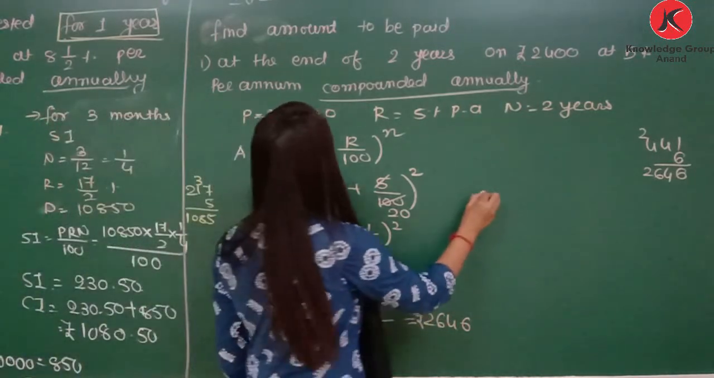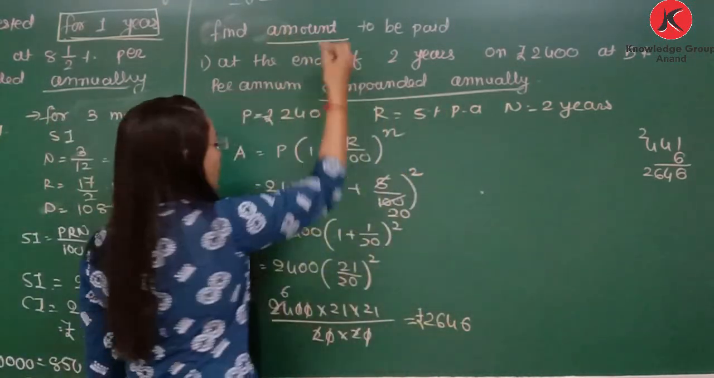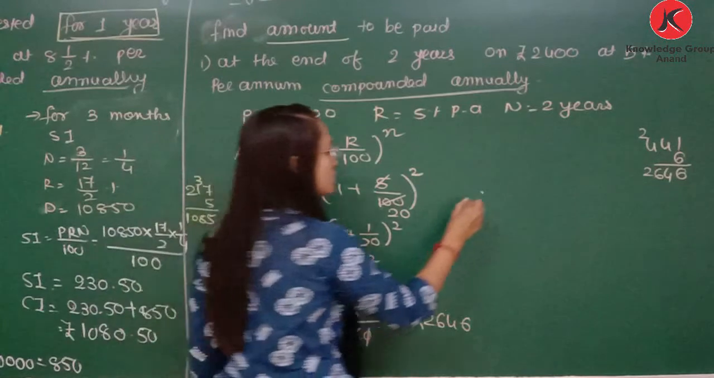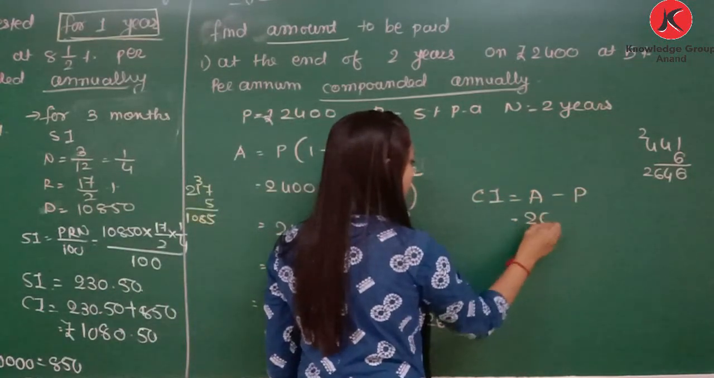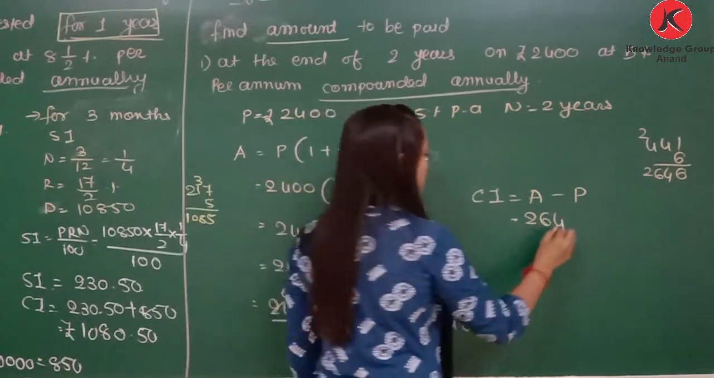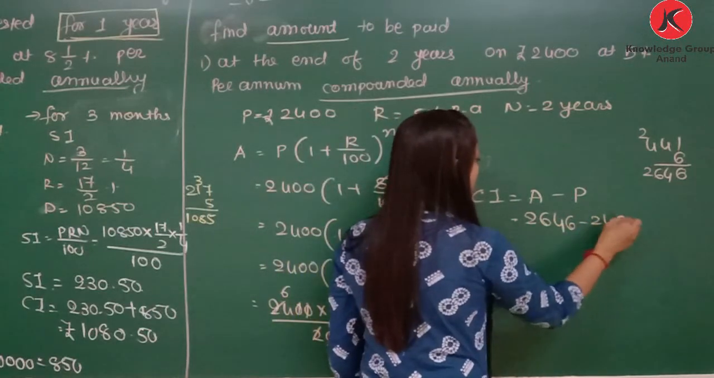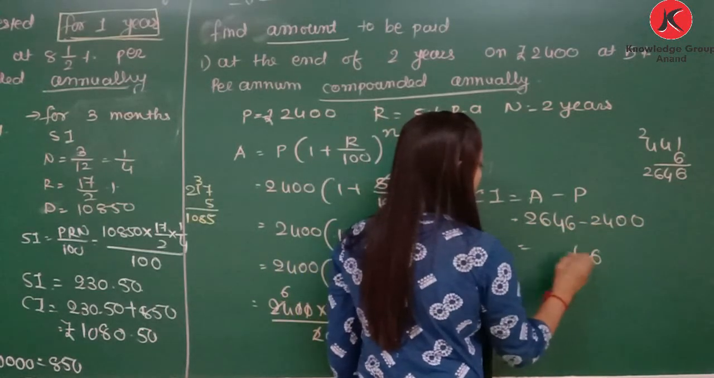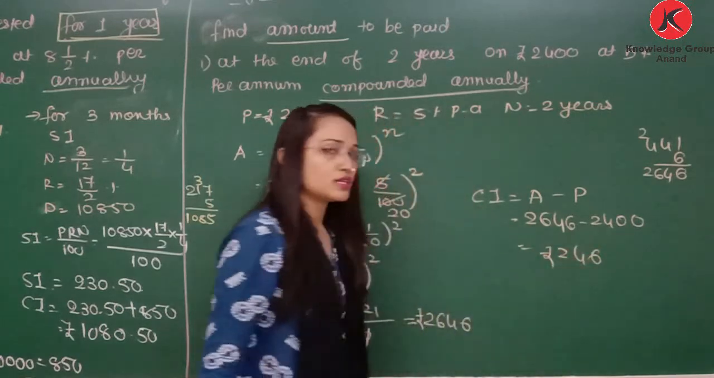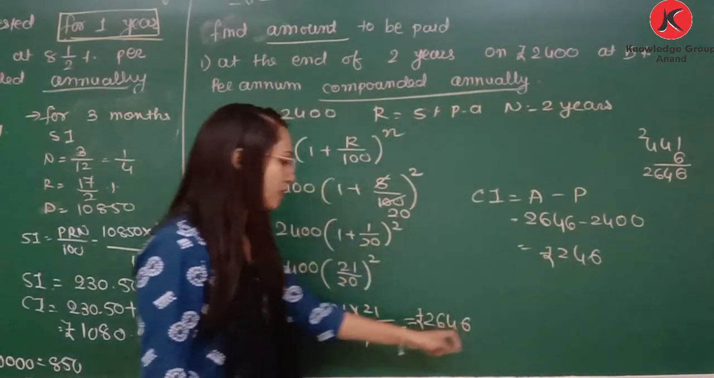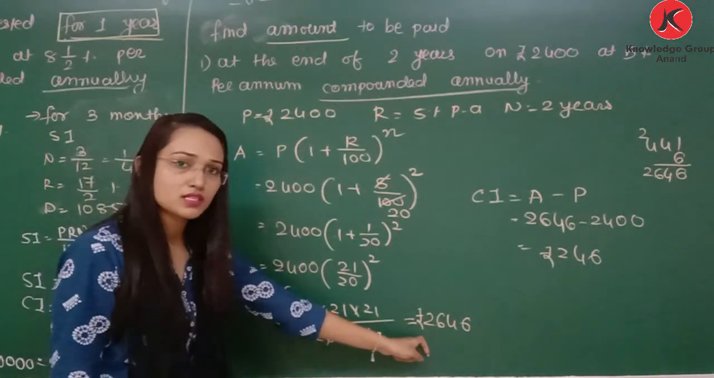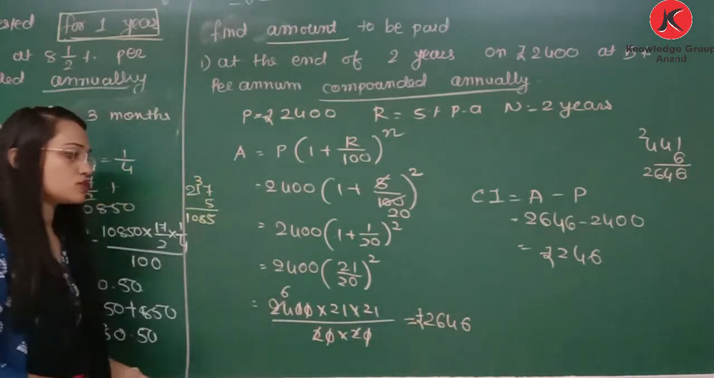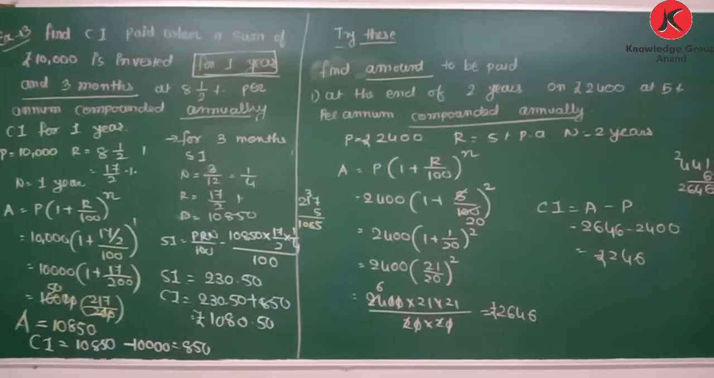So compound interest is... here we need to find only amount. So that will be your answer. If the question is about finding the compound interest, then you can find it by subtracting 2,646 minus 2,400. So it is 246 rupees. That is compound interest. You can solve this example up to this because in this question only amount is asked. So this is our amount, 2,646.